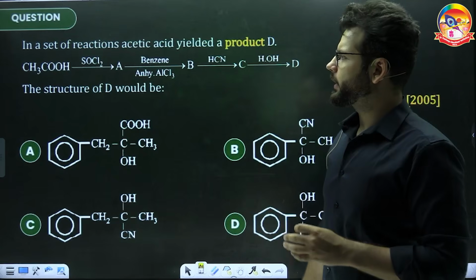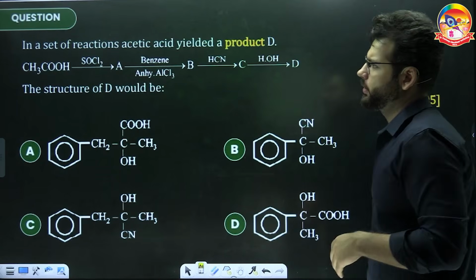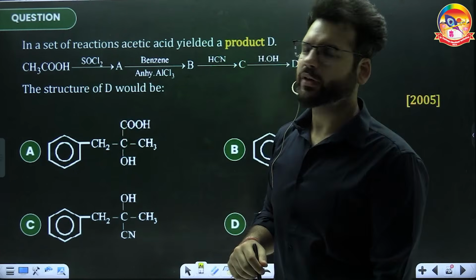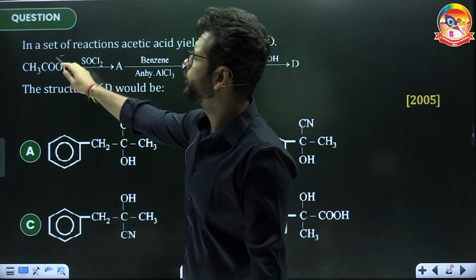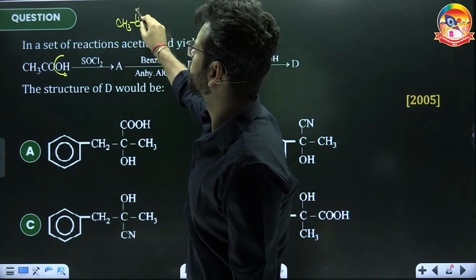Now let us look at the next one. So again a chain reaction type question. CH3COOH with SOCl2. So first thing, what SOCl2 does is it removes the OH and puts a Cl. So A is CH3COCl.